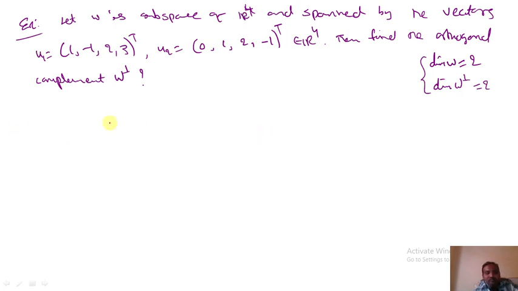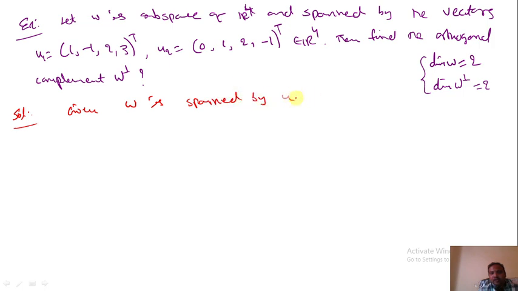And we will see the solution to find this. They have given that W is a subspace spanned by the vectors u1 and u2. Now we need to find the orthogonal complement. We need to find the vectors.